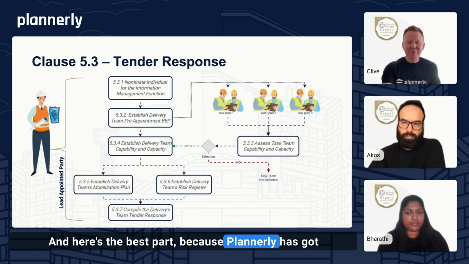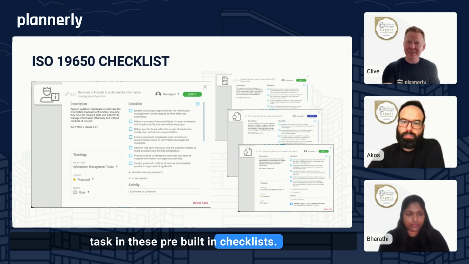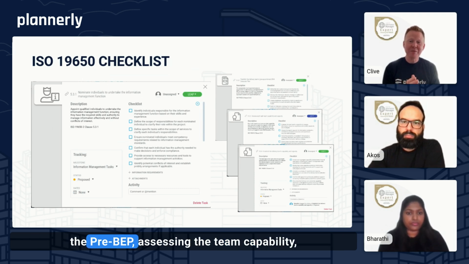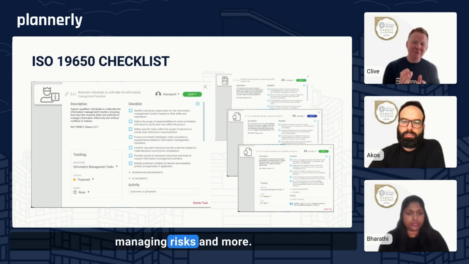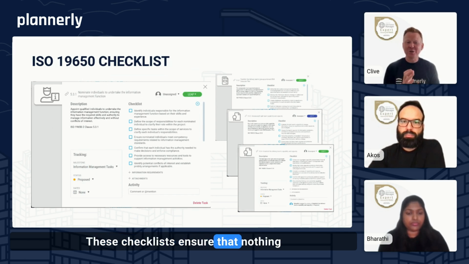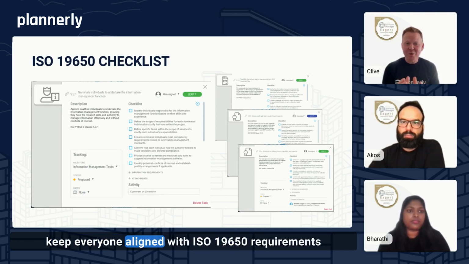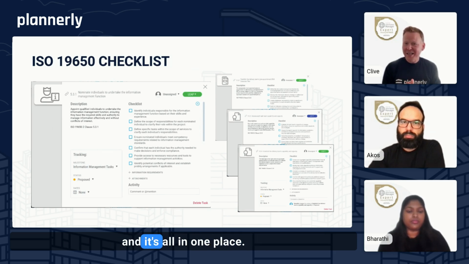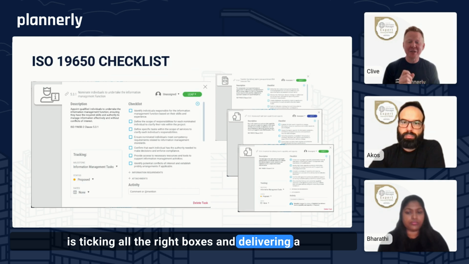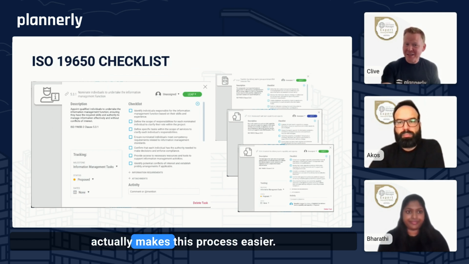And here's the best part, because Planoly has got you covered. Every single one of these is a task in these pre-built-in checklists. Each task in the tender response process, from nominating the information manager to establishing the pre-BEP, assessing the team capability, managing risks, and more, it's all mapped out with detailed checklists like the ones you see here. These checklists ensure that nothing slips through the cracks. You can track the milestones, assign responsibilities, keep everyone aligned with ISO 19650 requirements, and it's all in one place. With Planoly, you can be confident that your team is ticking all the right boxes and delivering a compliant, well-organized tender every single time.